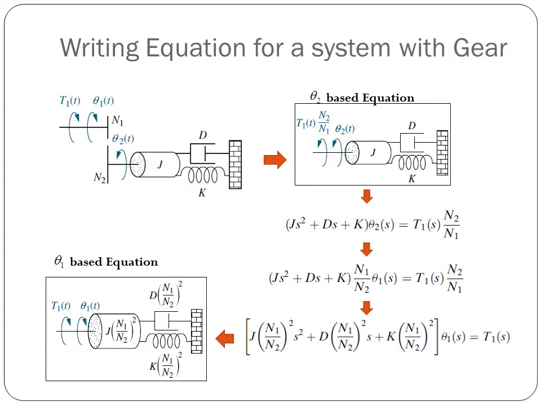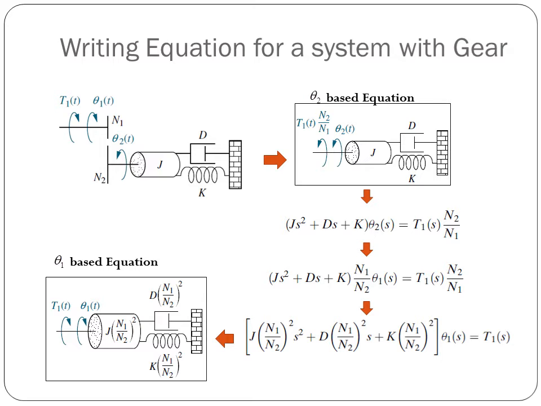So previously we drew this diagram based on theta 2. Now we are drawing the same diagram based on theta 1. Based on theta 1 we can see that even though there is nothing here, our equation is saying that there is an inertia equal to J into n1 by n2 whole square. There is a viscous damper with theta 1 which is D into n1 by n2 whole square, and there is an equivalent spring here.